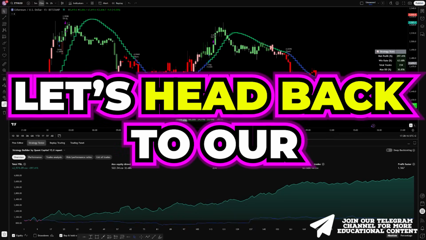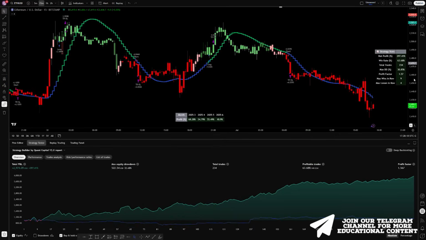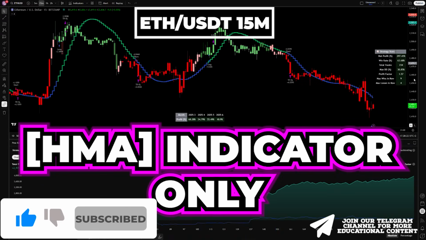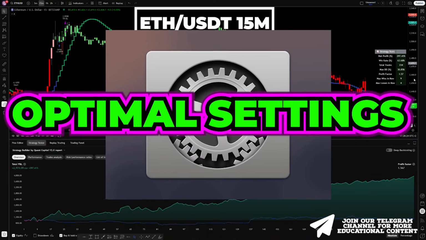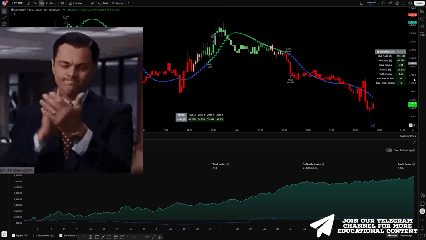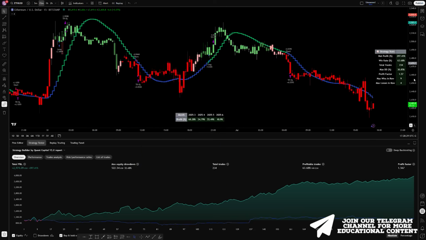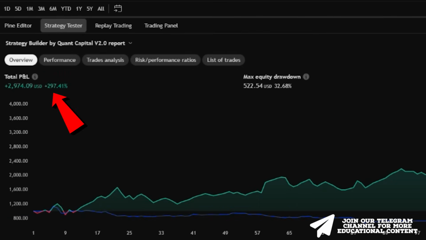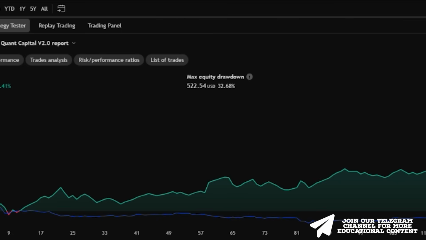So, let's head back to our backtesting results. Here are the Ethereum results on the 15-minute time frame, using just the trend indicator with its optimal parameters discovered earlier. Overall, the performance is already solid enough to begin trading. We have a powerful win rate of almost 64% and a mind-blowing profit approaching 300%. However, we're not satisfied with the max drawdown of around 33% as it's relatively high.